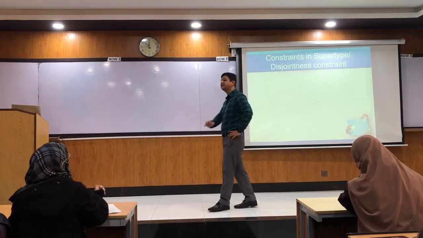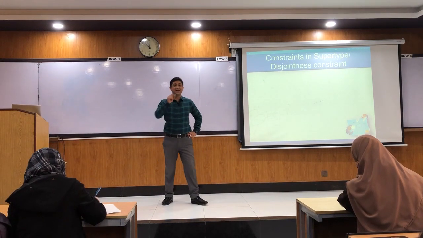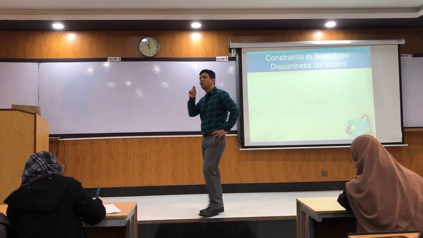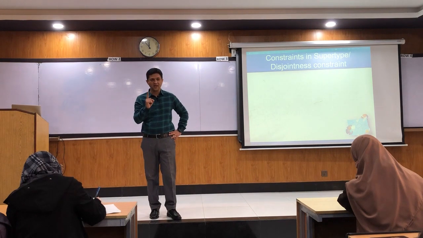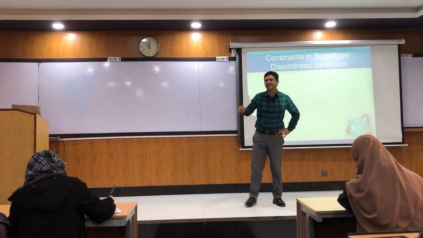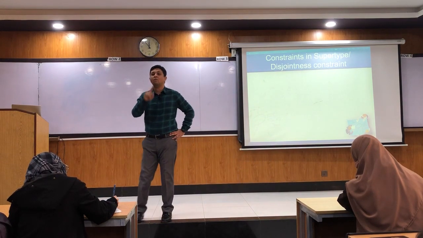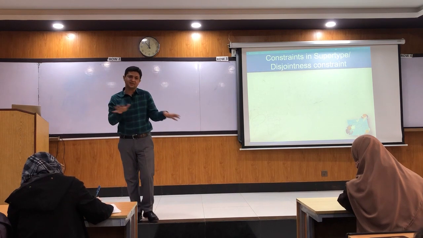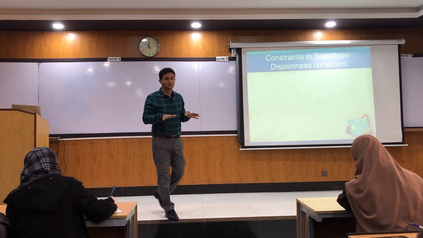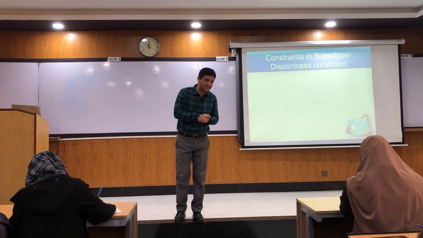The first rule is known as the disjoint rule. A disjoint rule is that an instance of a subtype cannot belong to more than one subtype. An instance of one subtype can only belong to that subtype. One instance cannot belong to more than one subtype at the same time. There is no possibility. If that is the rule, it is the disjoint rule of the disjointness constraint.